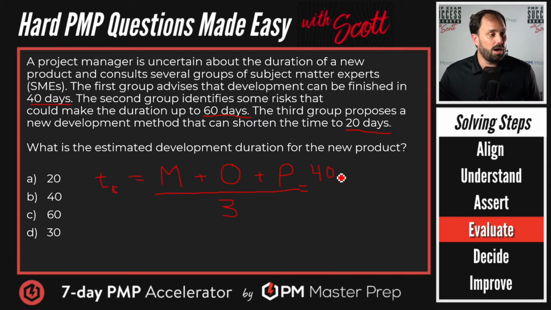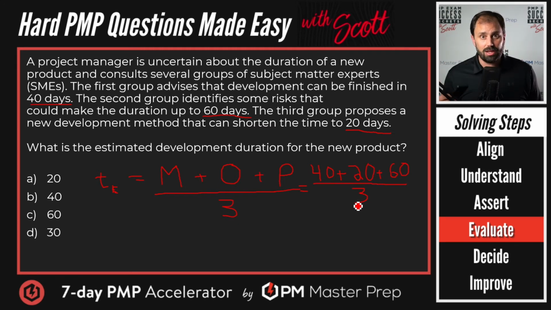Sweet. And what is the most optimistic? If nothing goes wrong, this is what it's going to take: 20 days. And what's the most pessimistic, involving risk? It's 60 days. Sweet. And then we divide by 3. So I'll do the math for you. We've got 40 plus 20, that's 60. 60 plus 60, that's 120. 120 divided by 3. Never do this in your head.